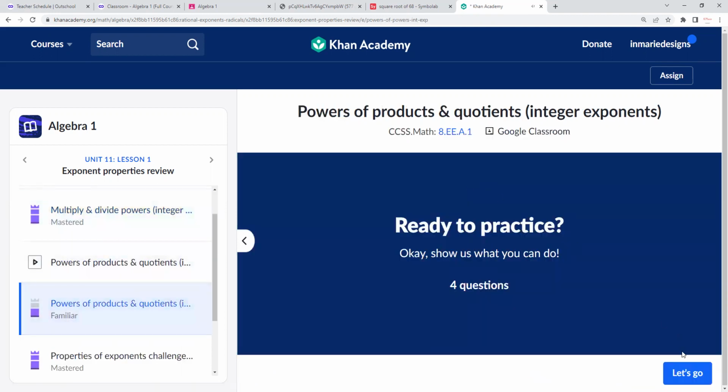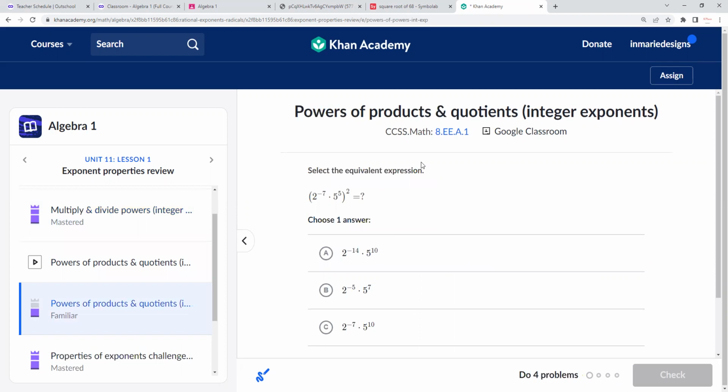Okay, now let's look at powers of products and quotients. Well, first you want to do what's in the parentheses. Rules of exponents, when you multiply, you add them. That would get me 2 to the -2nd power. Then that to a power of 2 would get me 2 to the -4th power.